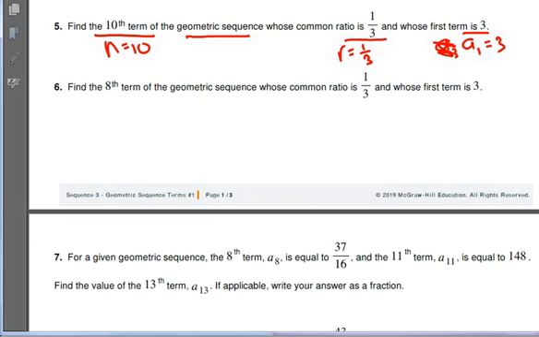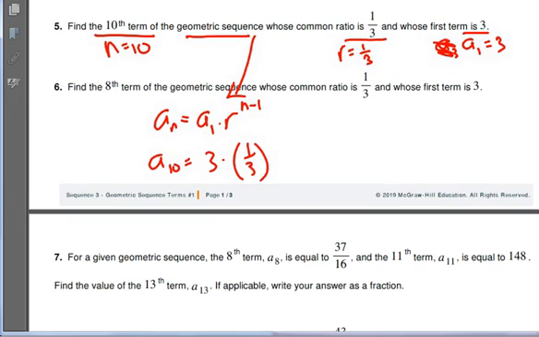All right. So I'm just going to write my formula down here. The nth term is equal to the first term times the common ratio to the n minus 1 power. So if I'm looking for the 10th term, then that's going to be 3 times 1/3 to the 10 minus 1. So that's 3 times 1/3 to the 9.